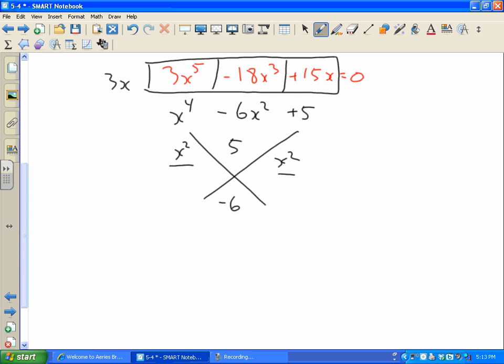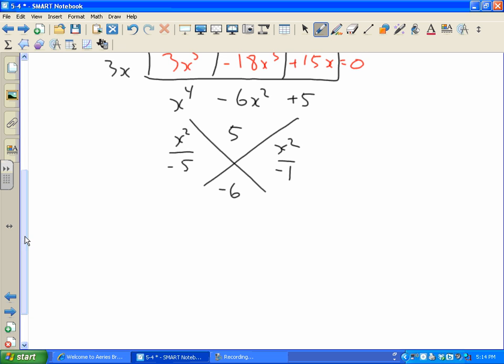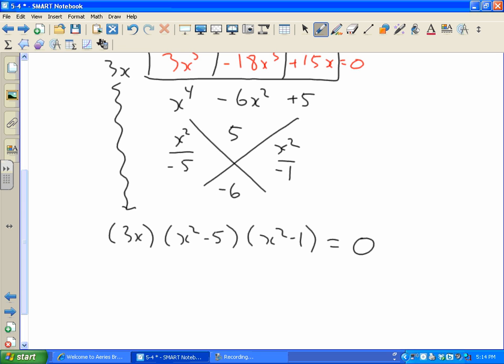Hopefully, what do we got there? Negative 5, negative 1. I can't reduce either of those fractions, so I'm going to write it. That's x squared minus 5, x squared minus 1. Don't forget about the guy you factored out at the beginning. He's 3x. Oh yeah, this was an equation that was all equal to 0.